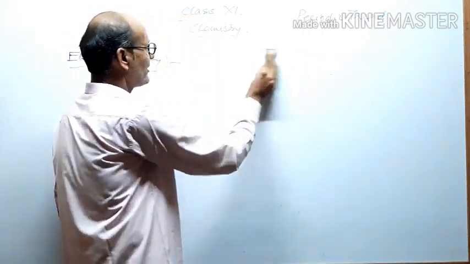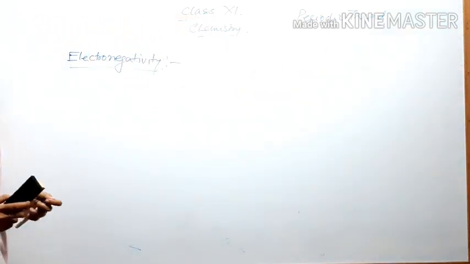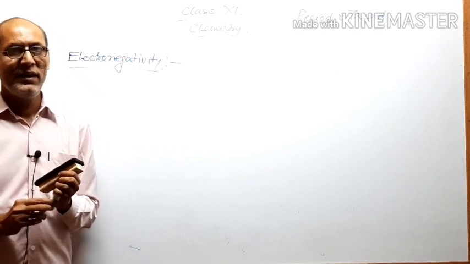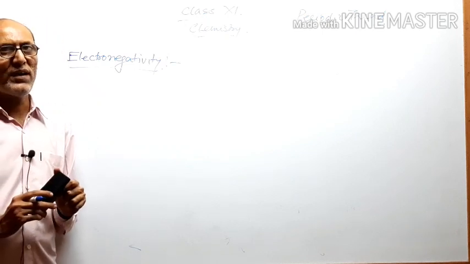Tendency to attract electrons is called electronegativity. And how does it vary? What happens when we move from left to right?